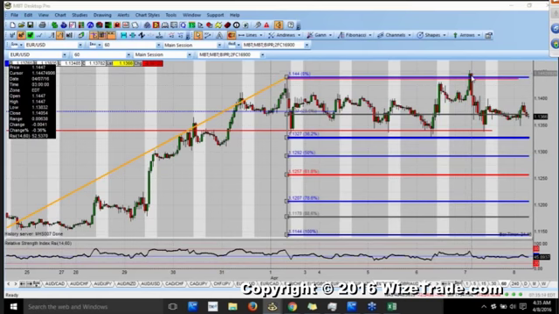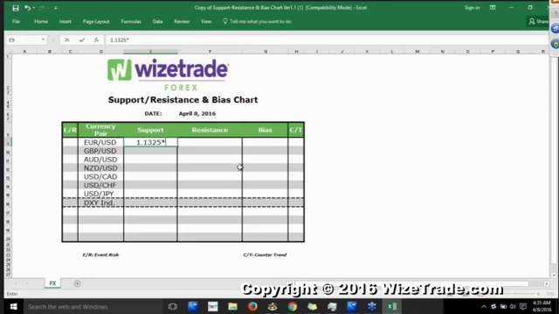Resistance, 114.50. We made a slight breakout to the upside, a false breakout. Okay, 114.50. So we're going to write down 114.50 asterisk, and we're in a range.